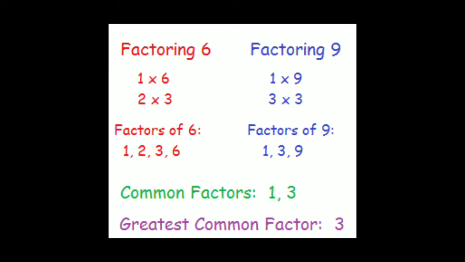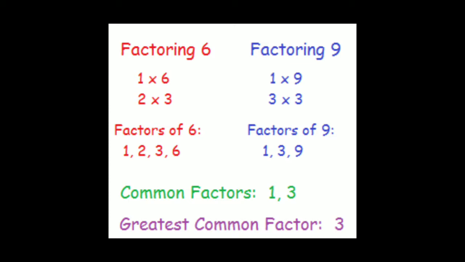Factoring means finding the factors. The process of finding factors is called what? Factoring. Factors of 6: 1 into 6, 2 into 3. Both make 6. So the factors of 6 are 1, 2, 3 and 6. Similarly, factors of 9 are 1, 3 and 9.